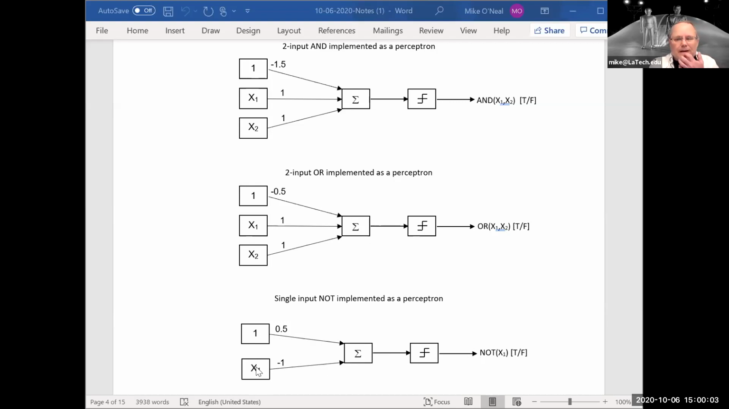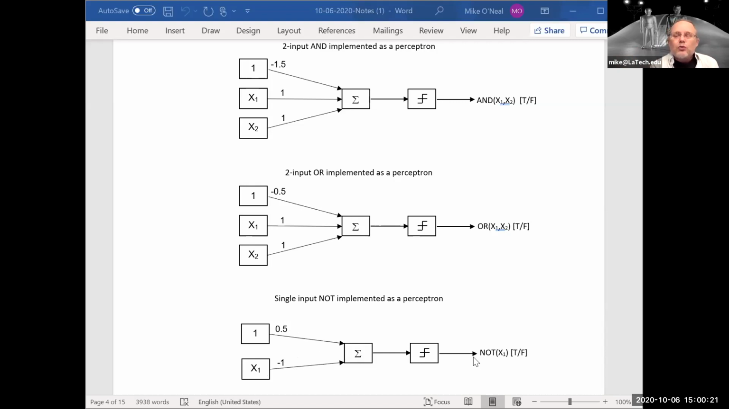How about when this is a 0? Well, when this is a 0, you have 0 plus 0.5. That's greater than 0, so you fire. So when this is a 1, this is a 0. And when this is a 0, this is a 1. I've proven and, or, and not.